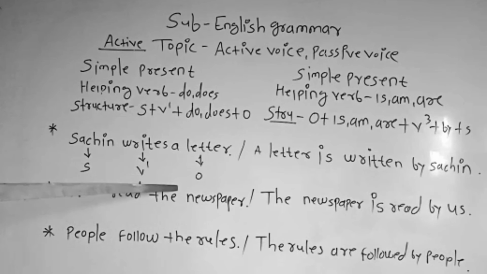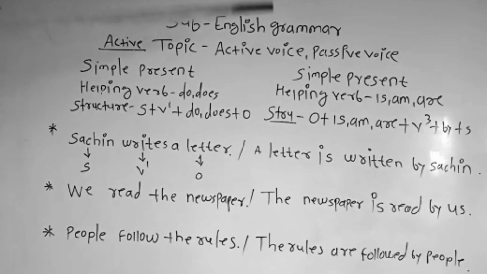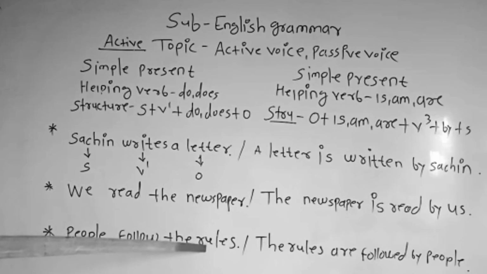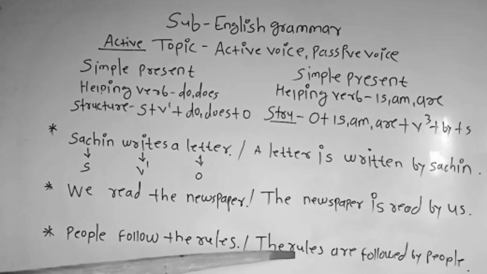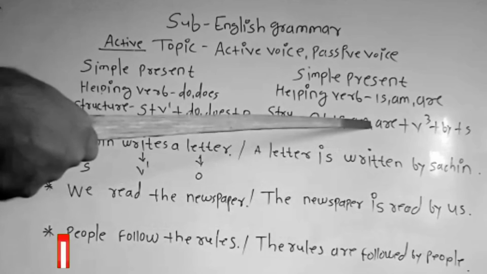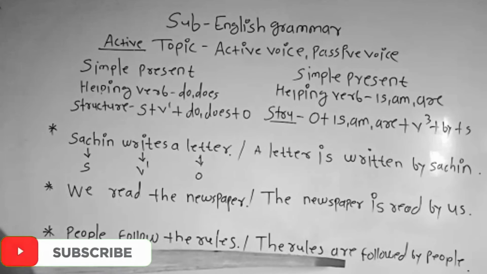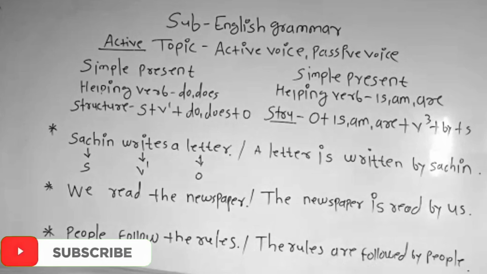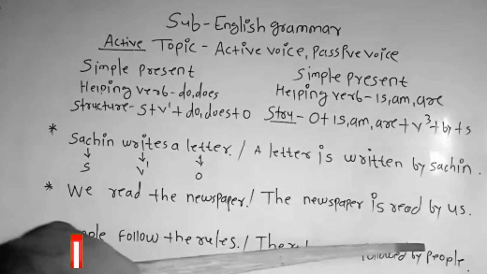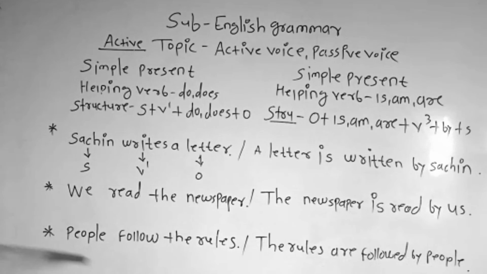While converting to passive, first we have to take the object, that is the rules. The rules is plural, therefore we have to apply are. Why? Because we apply according to singular and plural. Then followed is the V3 of follow, isn't it? And by plus subject, that is the people.